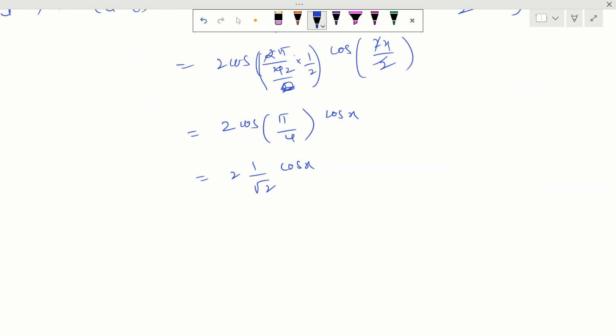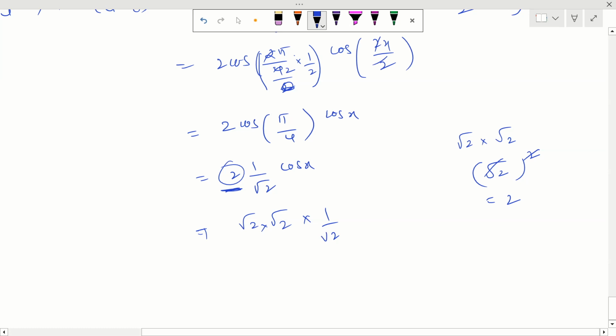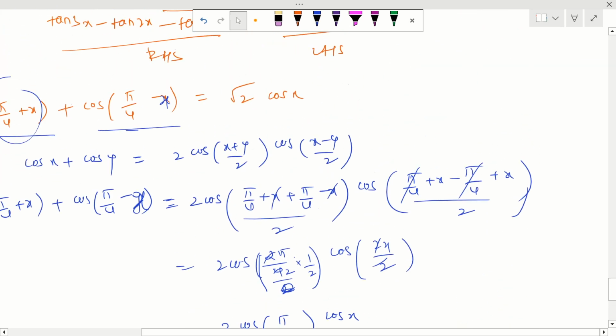Now this 2 I can write as root 2 into root 2. Root 2 into root 2 is root 2 square, which is 2, and the square term gets cancelled. So I am writing root 2 into root 2 two times, and into 1 by root 2 here, and cos x. This root 2 will get cancelled, and we have root 2 cos x. This is nothing but the RHS.